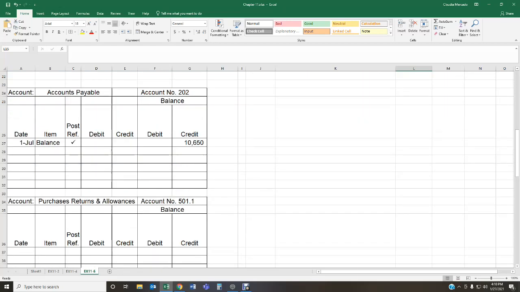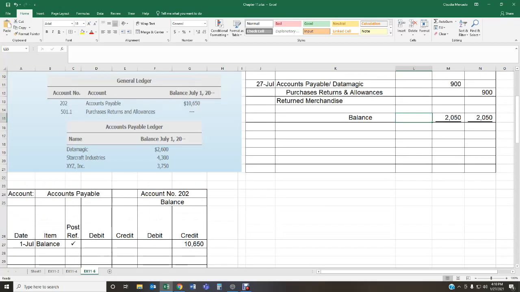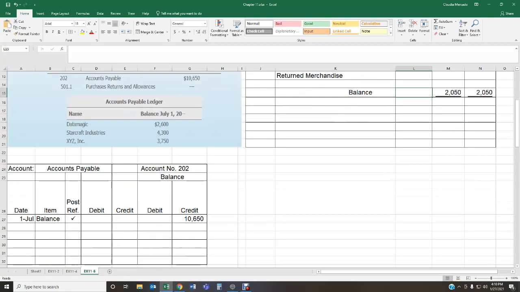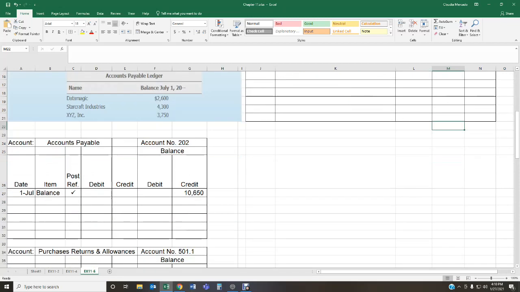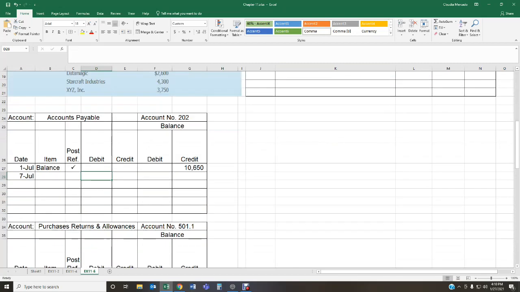Now we have purchases, returns, and allowances. It's account number 501.1 and it did not have a beginning balance. We had a 0 balance, so I didn't enter anything. Now I'm getting ready to enter my transactions. First, we're going to copy over my accounts payable entries. The first entry I have here is for $700 on July the 7th. I've got an entry and it is a debit for $700.